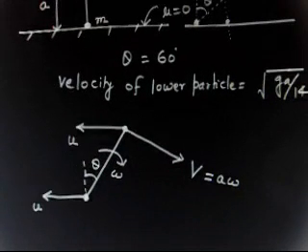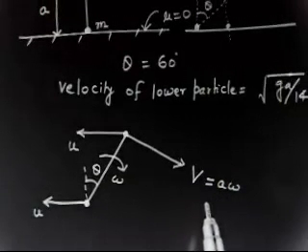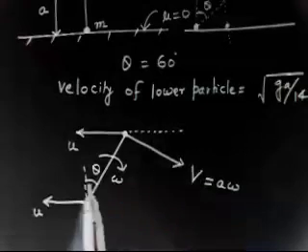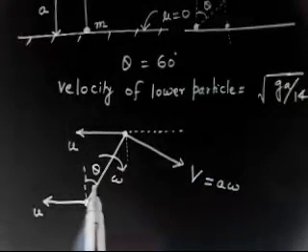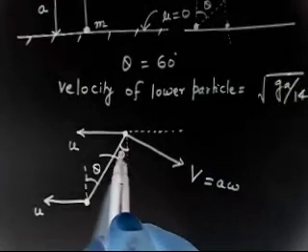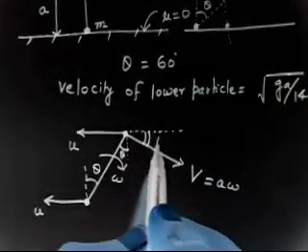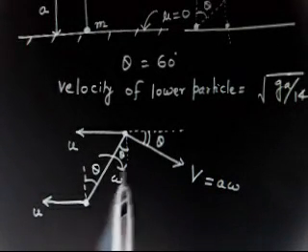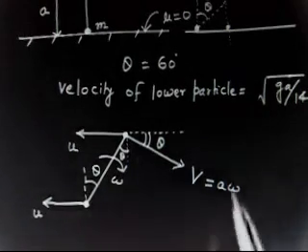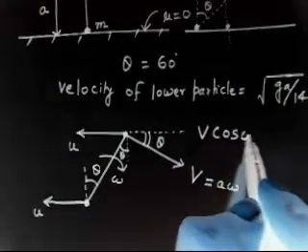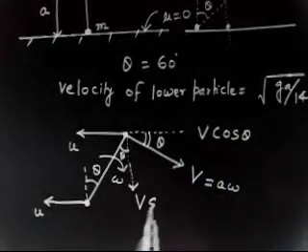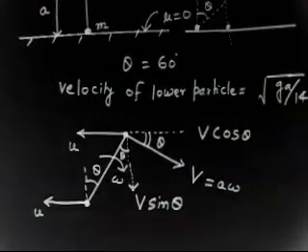Now let us write the components of a omega in two directions. So the component of a omega will be in this direction. This angle is theta, and this is 90 minus theta. Are you getting? Let us verify yourself. This angle has to be theta. So this is V cos theta, and this side we will have V sin theta.